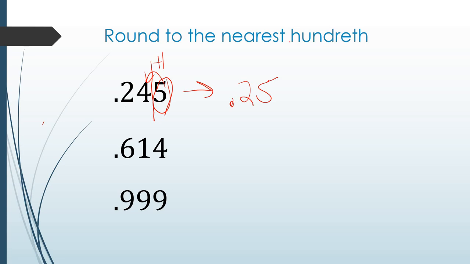So again, we're rounding to the nearest hundredth. Circle the thousandths. If it's 5 or higher, I add 1. It's not. So what happens is I just get rid of this and I just write 0.61.